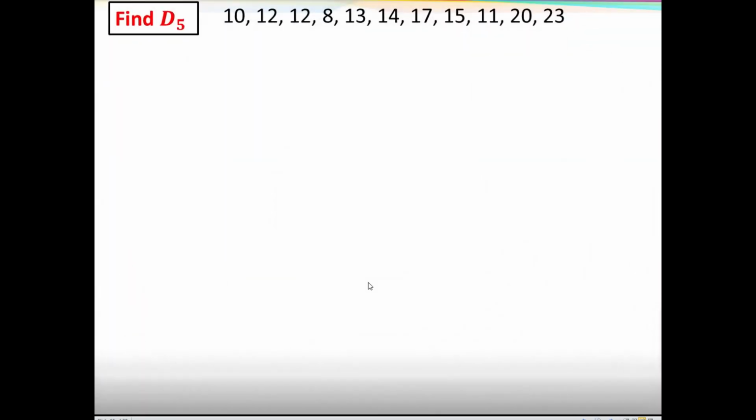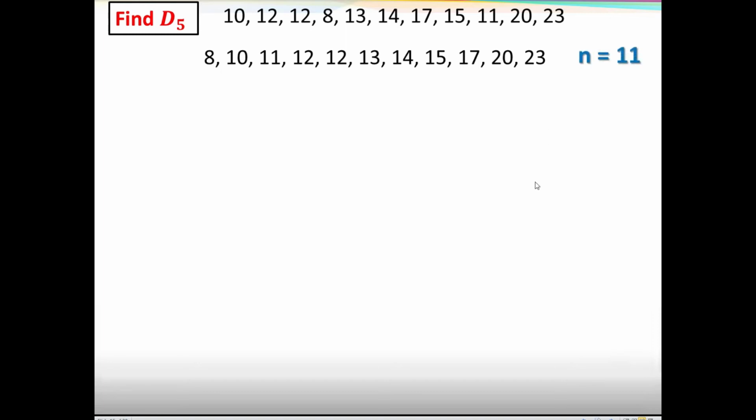Next, let's find D sub 5. Again, let's arrange the data in ascending order. So we have 8, 10, 11, 12, 12, 13, 14, 15, 17, 20, 23. Count the entries or the numbers. So n equals 11. We are looking for D sub 5.